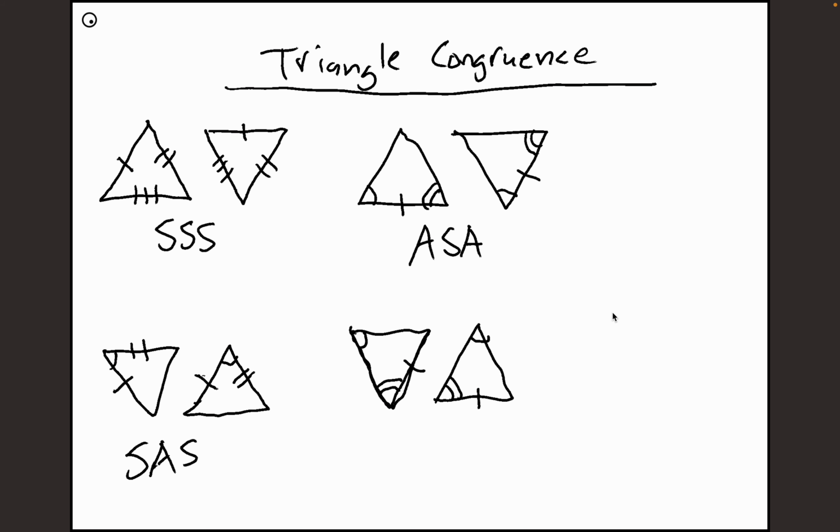Okay. This one is going to be a little different from the others, because this one's going to be angle, angle, side. It's not side, angle, angle, it's angle, angle, side. So if you have two angles and then a side, that's angle, angle, side. There's 4 of the 5, and we got one last one.